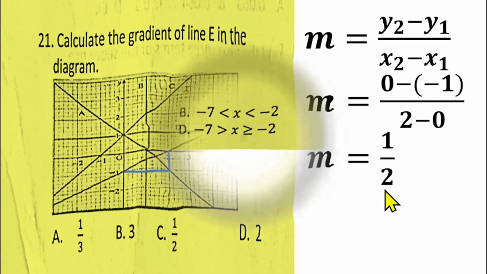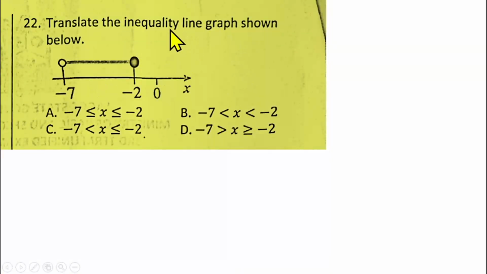Question number 22 is from inequalities. We have to translate the graph. It's very simple as well. We have two different inequalities. This circle is not shaded. That means it is a strong inequality, and this one is shaded. That means a weak inequality. So we have minus 7 here, and the arrow is going this way. That means x is greater than minus 7 for the first part.